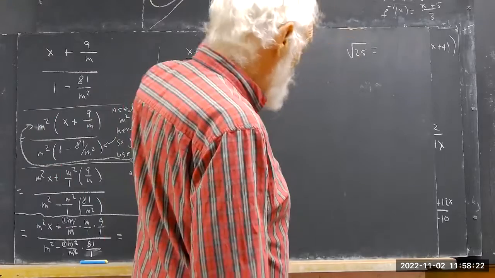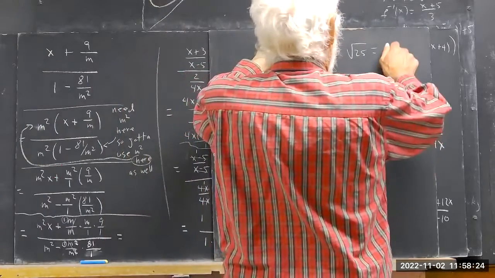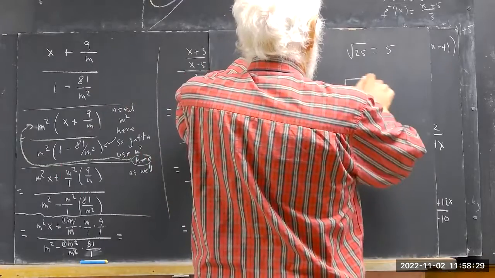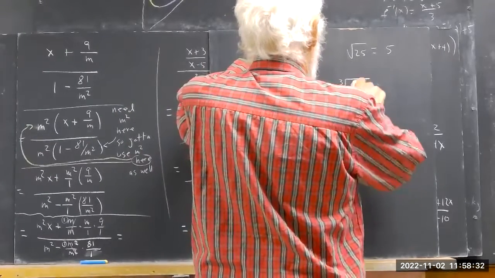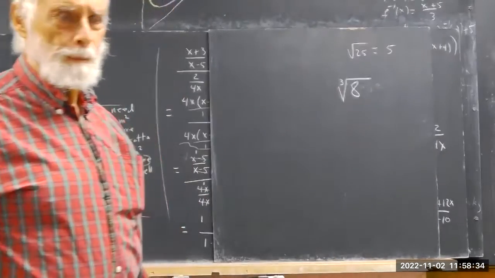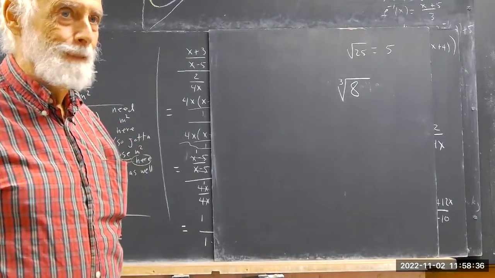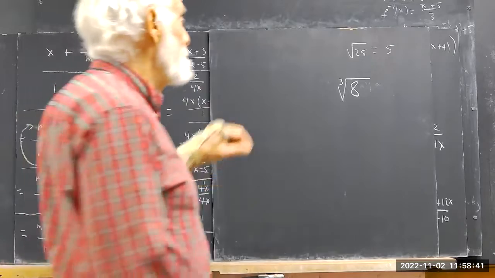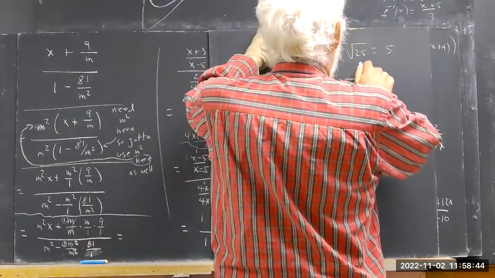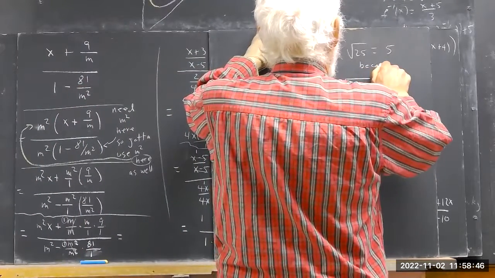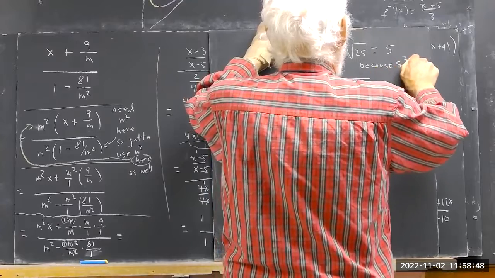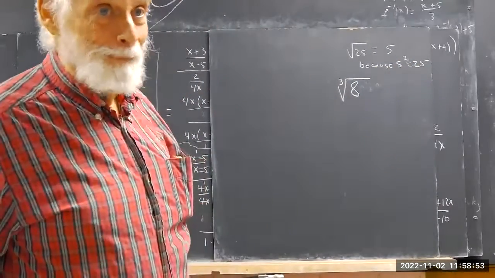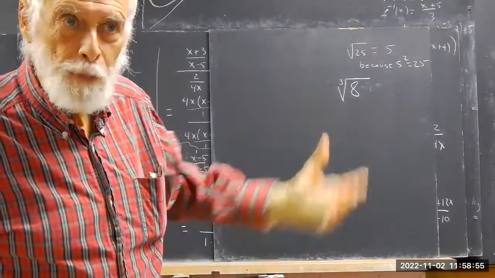Okay, so square root of 25 is what? It's 5. Okay. What's the cube root of 8? 2. Okay, why is that? Square root of 25 is 5, because 5 squared equals 25. Square root's just the flip side of the square.